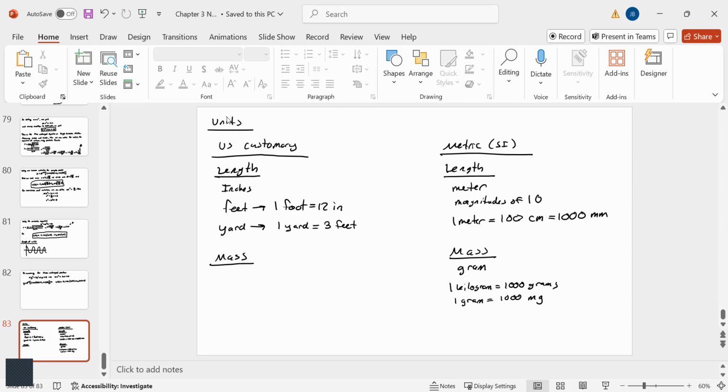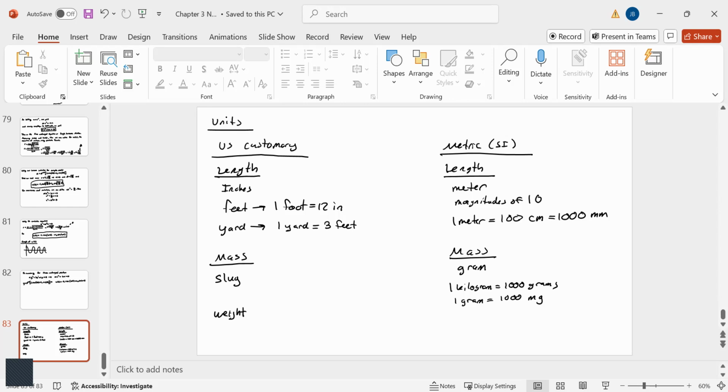So that's mass. For US customary, it's actually a different unit that most people don't know because we never use it. It's called the slug. I don't even really know slugs too much. I could look it up right now. But it's just our measurement of mass. Again, we usually use grams or kilograms. So you will probably never see a problem with slugs, honestly, at least not in this class.